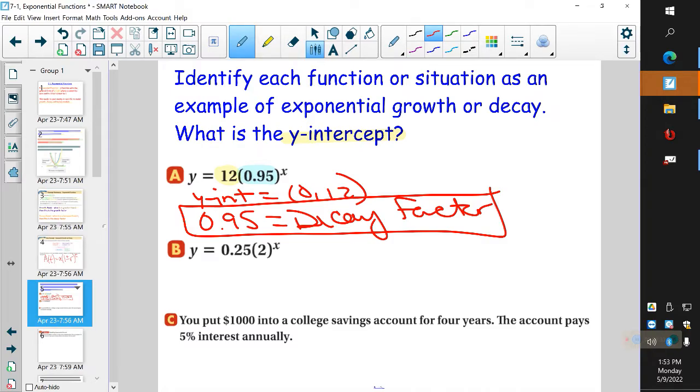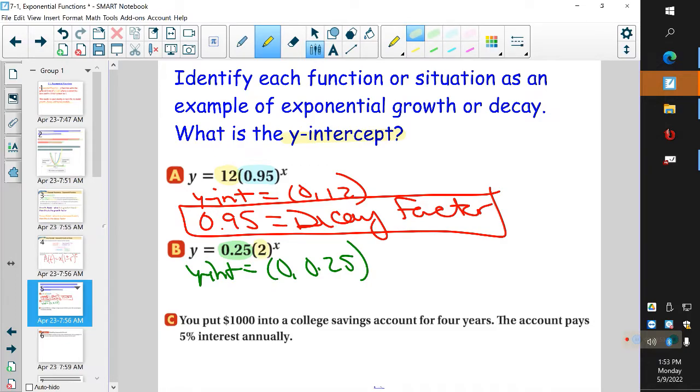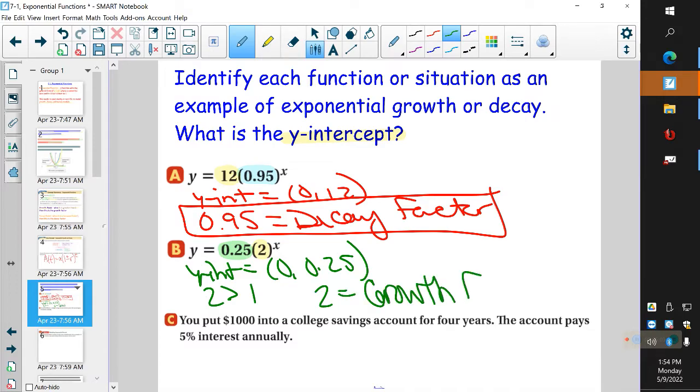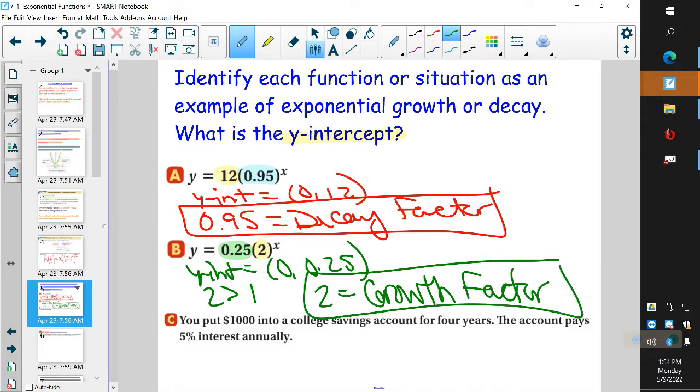Okay, next. Same exact philosophy here. I have my a value. What is my y-intercept then? 0, 0.25 is my y-intercept. That is the initial value or population or whatever you're measuring. Then I want to know if this is going to be a growth or decay. So is the number 2 greater than 1 or between 0 and 1? It is greater than 1, so since it's greater than 1, 2 is my growth factor. Does that make sense, yes or no?